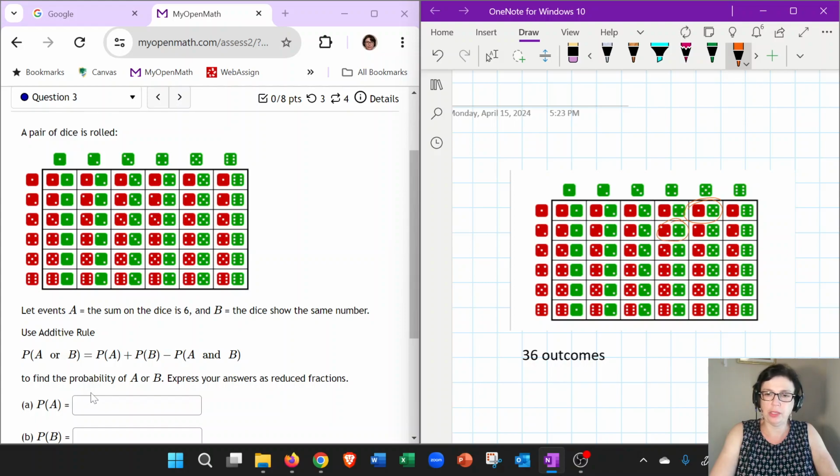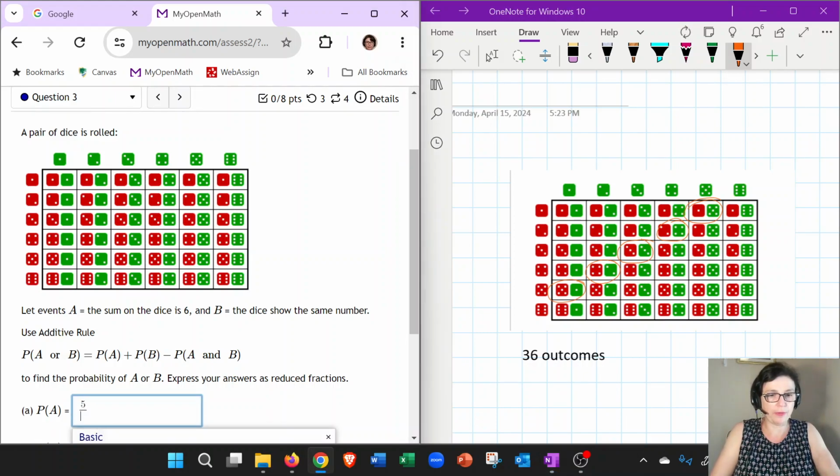Both of these add up to a 6. Also 5 and 1. And then finally 3 and 3, right? So all of these, the sum is a 6, and that's it. So let's count how many we got. We got 1, 2, 3, 4, 5 of them. Okay, so the probability of A would be 5 divided by 36.